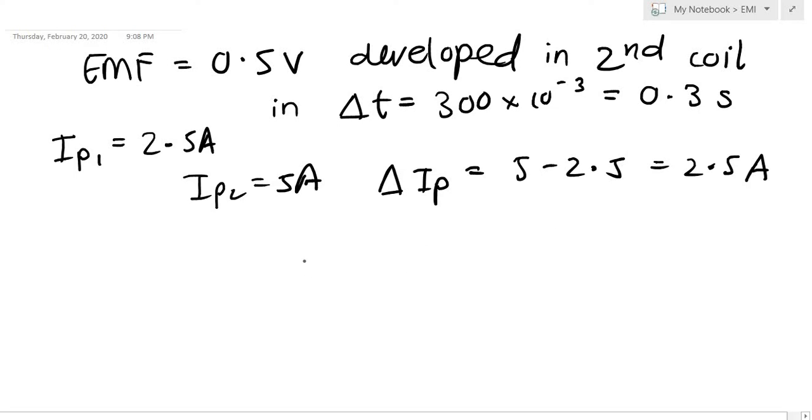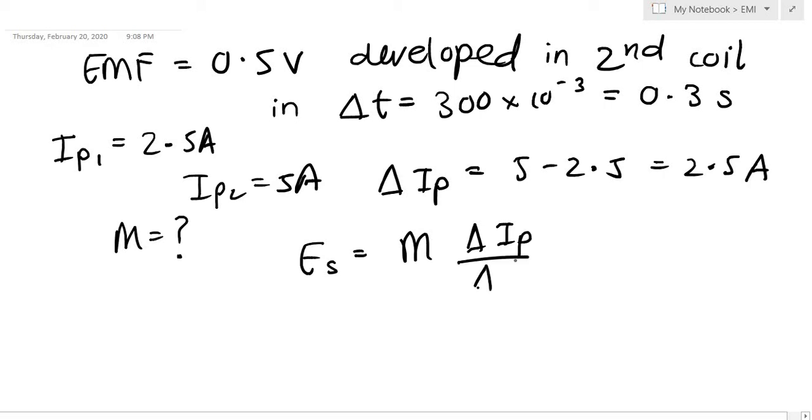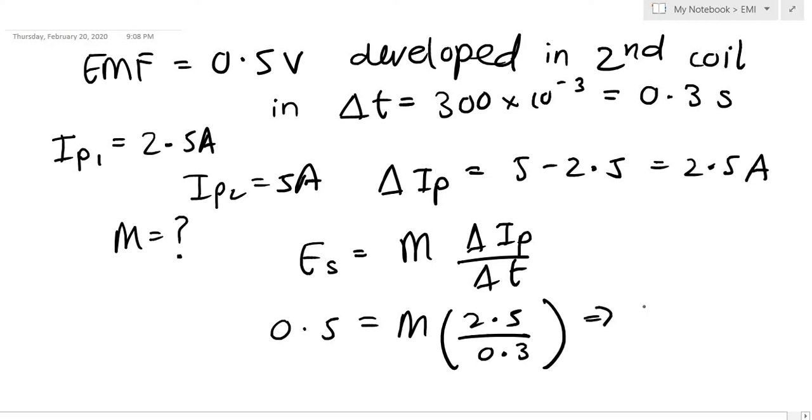And we know the formula for the EMF developed across the secondary. They're telling us to find the coefficient of mutual inductance. So ES is equal to M times delta IP over delta T. Now we can just resubstitute everything. 0.5 is equal to M times 2.5 over 0.3, which implies that M is 0.06 Henry. Yeah, that's your answer. Some problems are really easy.